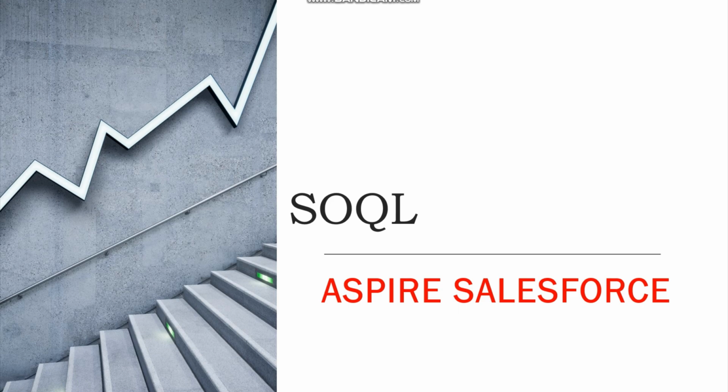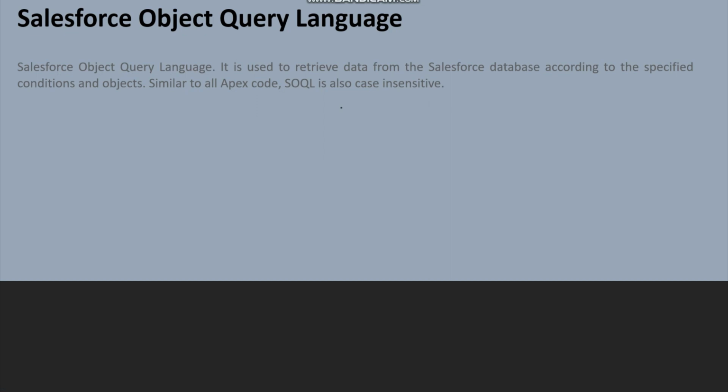So what is SOQL? SOQL stands for Salesforce Object Query Language. Now, what is this Salesforce Object Query Language? It is used to retrieve the data from the Salesforce database according to the specified conditions or objects. So according to some conditions on any particular object, this query is used to retrieve the data.